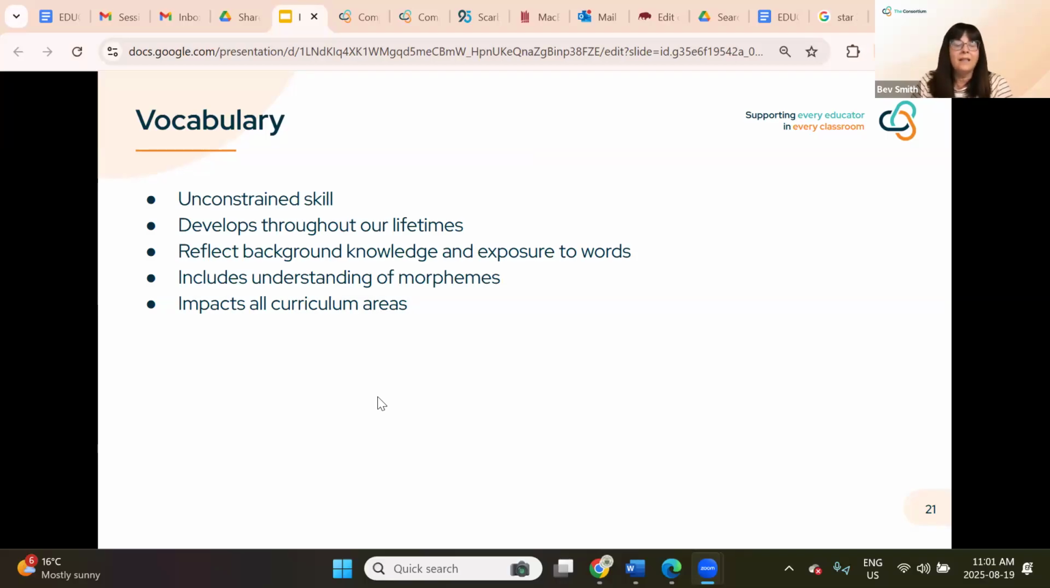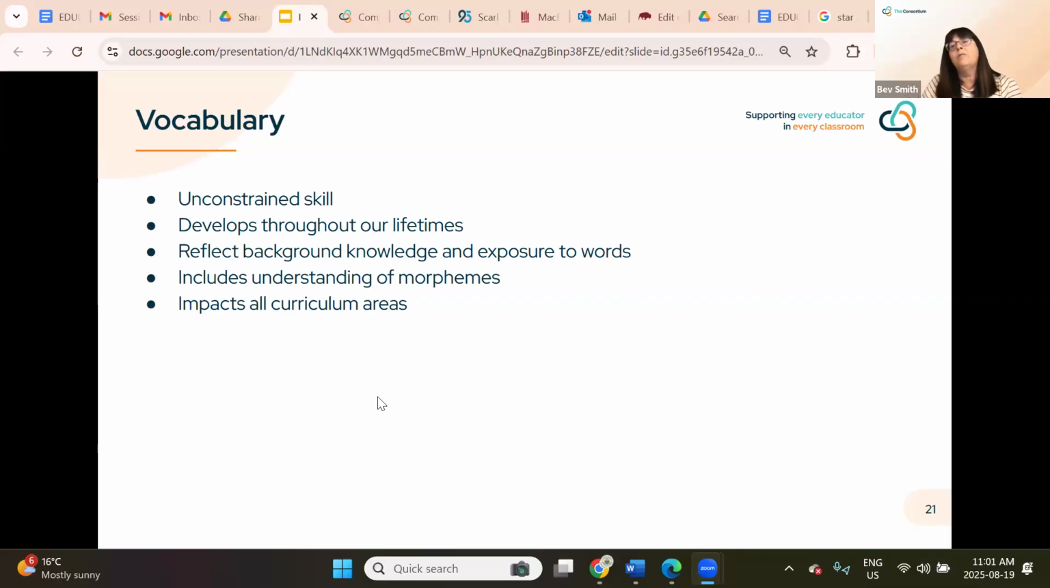Vocabulary is what we would consider an unconstrained skill. And that means that there is no end point. We continue to learn words throughout our whole life. I was just reading The House of Doors, and it had a lot of words in it. The author used a lot of words I had never heard of before. And so I was having to check their meaning, and I was using my context clues and different strategies to figure out what those words meant.